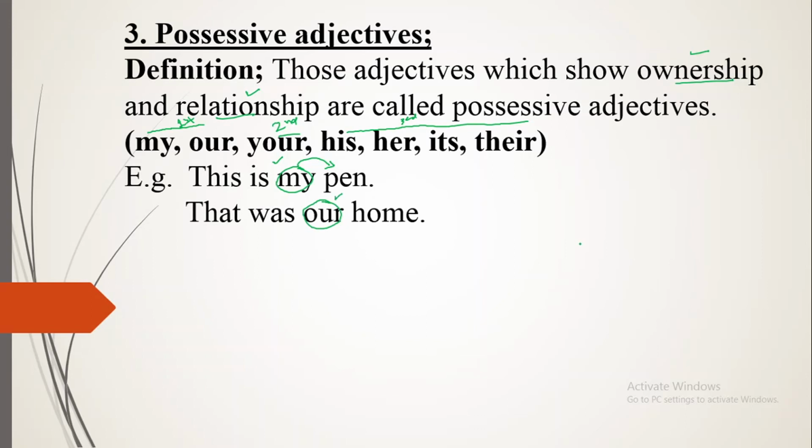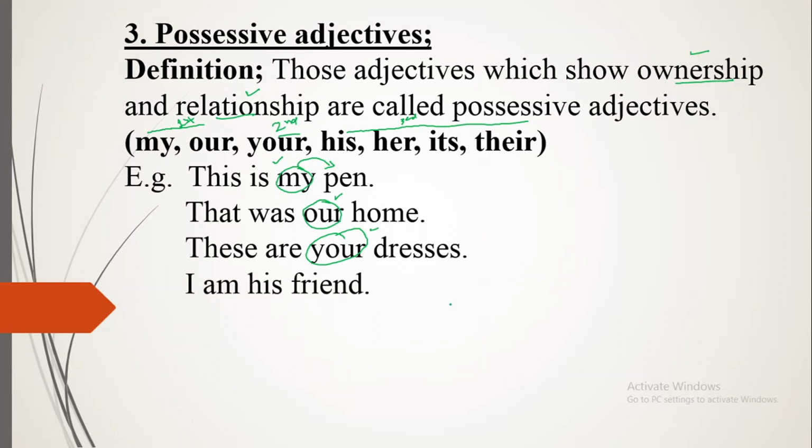The person who speaks is called the first person. So my and our are the possessive cases of personal pronouns, and in these sentences they are possessive adjectives. Next, those are your dresses. Here your is used for the second person possessive case, known as the possessive adjective your, and its pronoun is yours. So, that is your dress, these are your dresses.